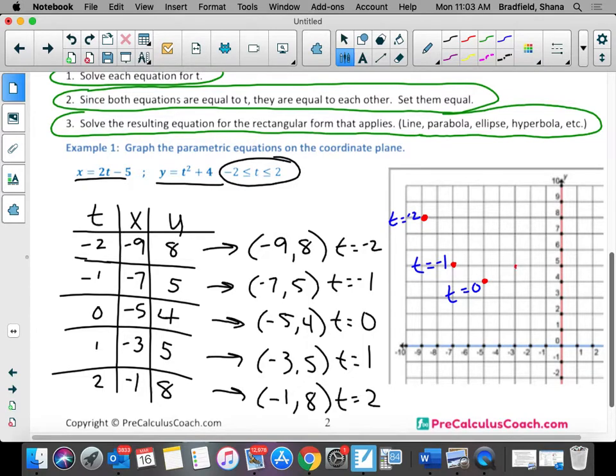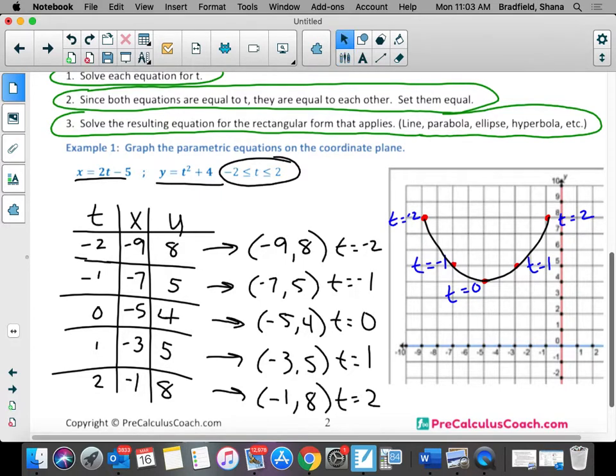-3.5 and -1.8. And so for that I have t equals 1 and t equals 2 respectively. Now I'm ready to graph. And so I'm going to stop there at the 2 and the -2 because I have a restriction. I'm only looking at the parabola where t is going from -2 to 2. And that's my graph.